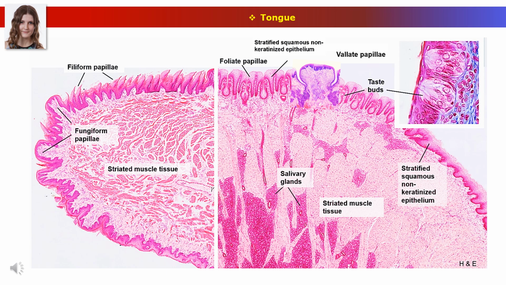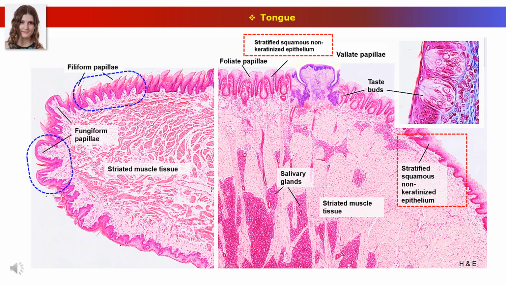The tongue provides mechanical processing of the food. It is the most important organ of speech production and provides taste sensitivity. The mucous membrane of the tongue is covered with stratified squamous non-keratinized epithelium. Its mucosa forms 4 types of papillae: filiform, fungiform, foliate, and vallate.